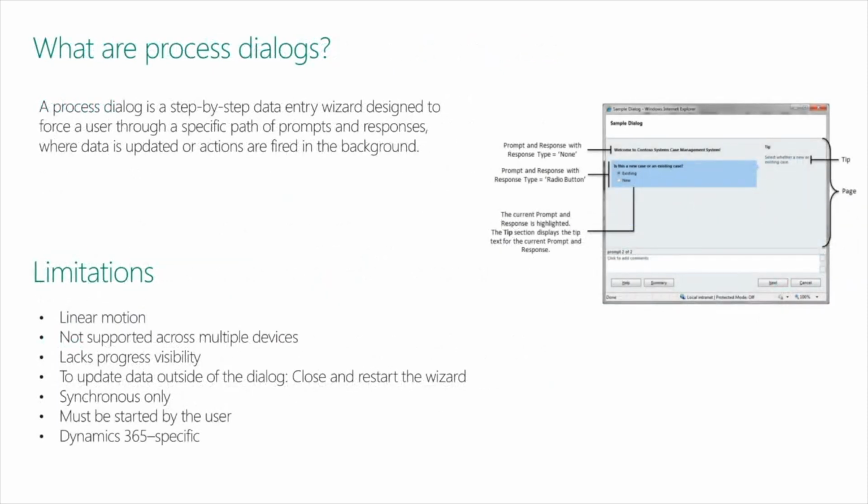So just going back a little bit in history, what are process dialogues? Process dialogues were introduced, I believe, in CRM 2011. They're basically a wizard-based experience that allows you to configure a step-by-step data entry wizard to guide the user through a specific set of pages or capture a few responses, basically to automate a specific task or a number of tasks or activities. Back then, process dialogue was really useful.